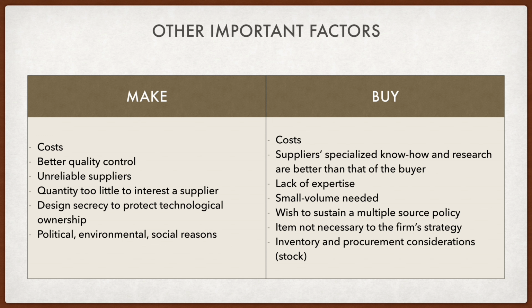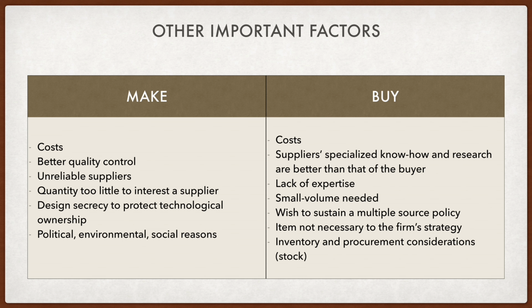Another important aspect is the design secrecy to protect the technological ownership. If you are a manufacturer of phones like Apple is, then you could say, okay, we do not want Samsung to produce our phones, and therefore you produce them on your own to keep the phones and the design of the phones and the technique secret.